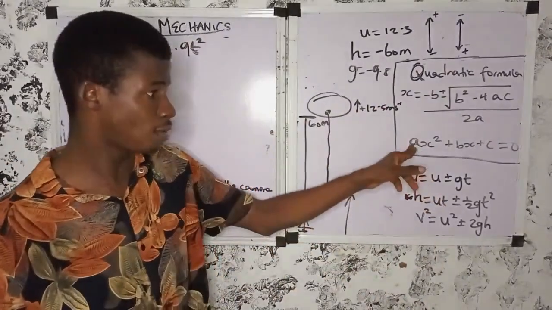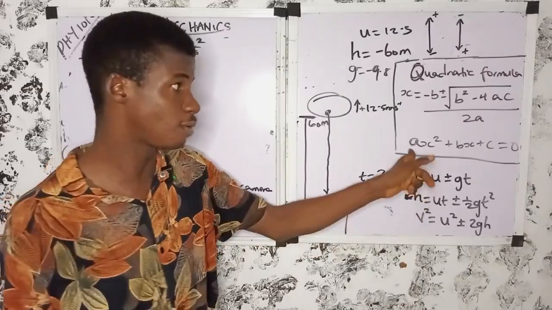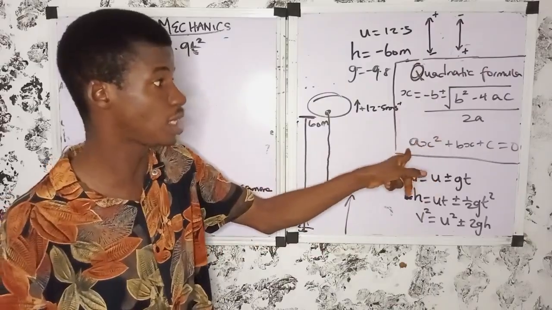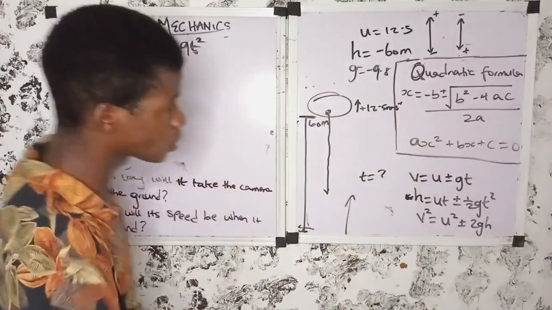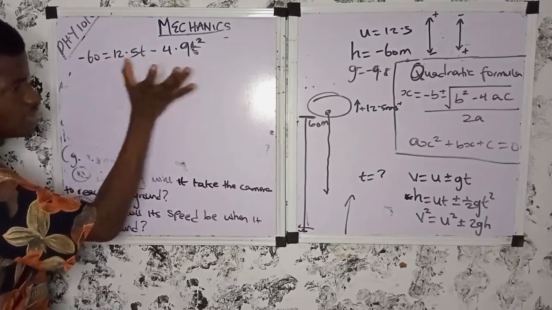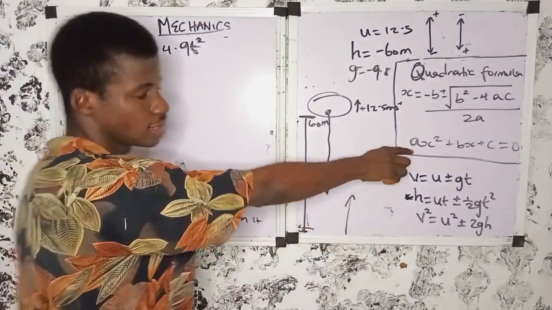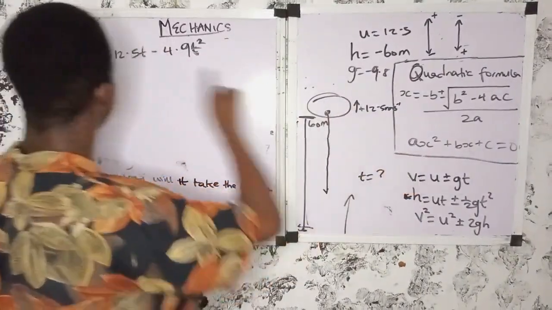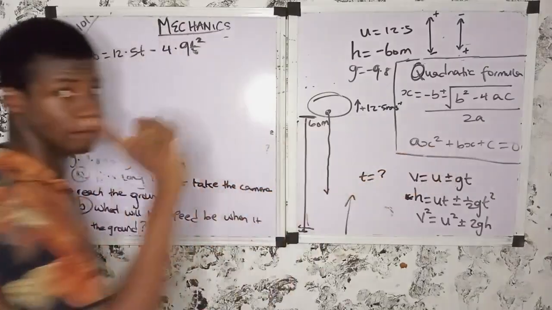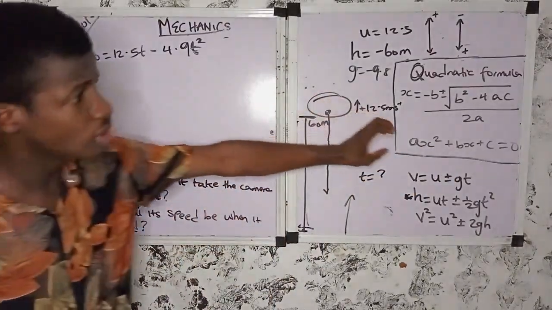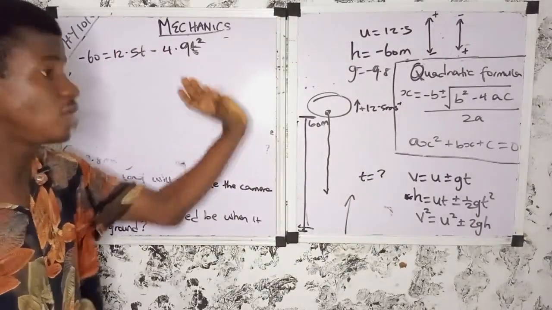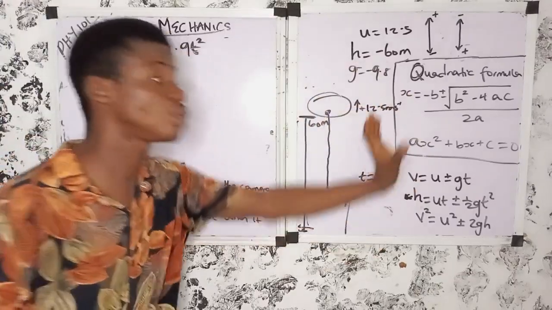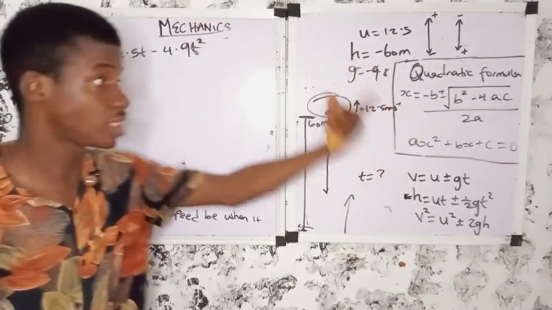Now let's go back to this aspect. This is the quadratic formula. This is the correct formula. This other formula here is derived from this one. So if you look at it, this equation looks exactly like this, with t square and t. Since this equation is a quadratic equation, we are going to use this formula to solve for time. We are going to use the quadratic formula to solve.